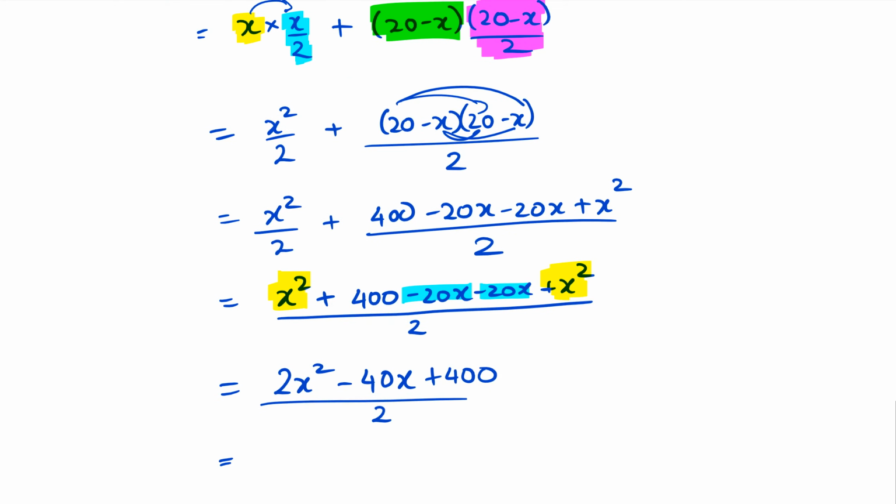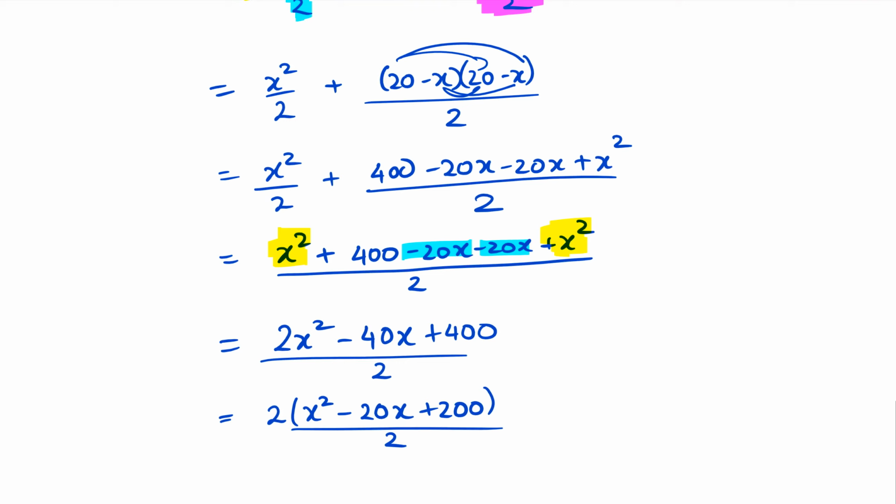Now, there is a common factor, so you can actually simplify this further, because you can take 2 as a common factor, and you can rewrite this as x squared minus 20x plus 200, and the whole thing is over 2. And at this point, we can cancel out our two 2's, and we're left with just x squared minus 20x plus 200. So this is the expression for the area of both of the rectangles.